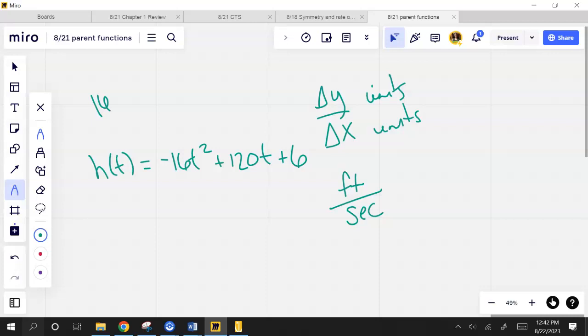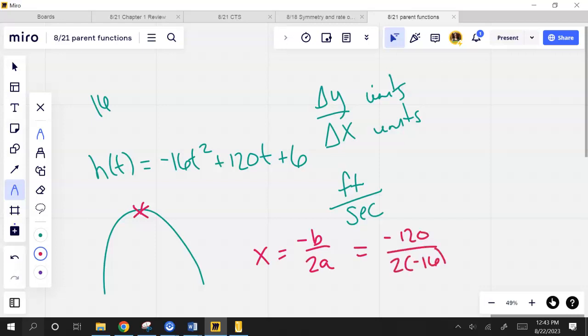All right, so a rocket's launched into the air from a podium 6 feet off the ground, and they give you this equation. Agree or disagree? That's what that looks like. It's an upside down parabola, yes? It says h represents the height in feet, t is the time in seconds. Find the average rate of change from the initial launch to the maximum height. That's your key there. Maximum height happens at the vertex, yes? How do I find the vertex of a quadratic? Negative b over 2a. So for this one, it's going to be negative 120 over 2 times negative 16.